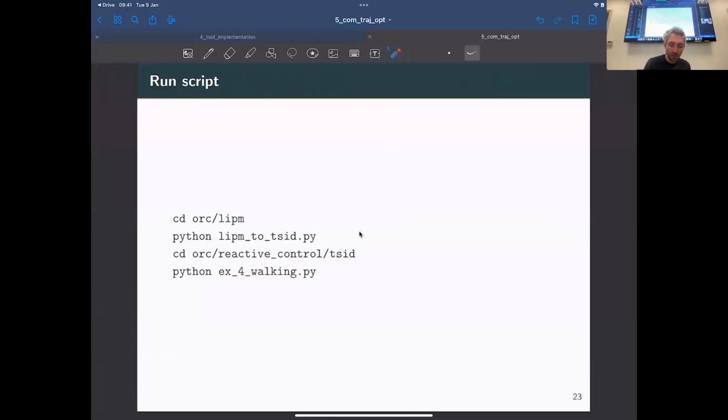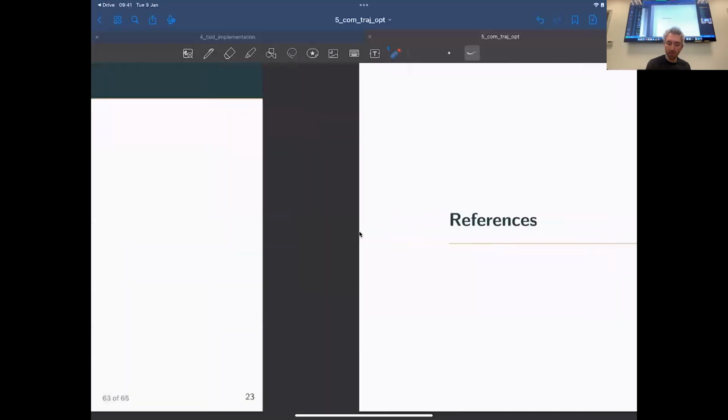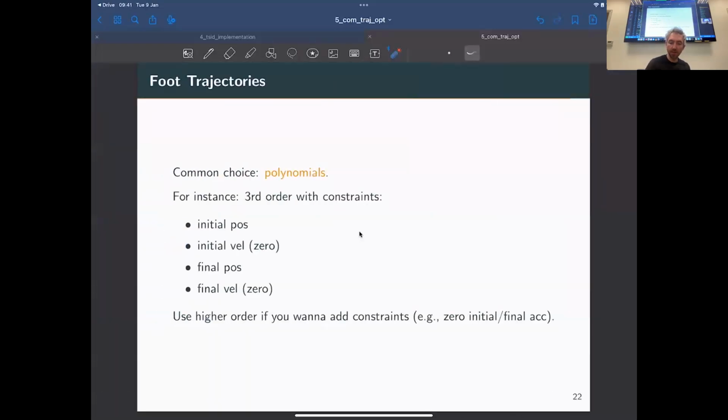So we can take a look at how these things are done in the following script, which is called LIPM to TSID. Maybe before we do that, let me clarify a bit how we do this polynomial trajectory generation. So let's suppose we are using a third-order polynomial. So it's going to be something like a plus b t plus c t squared plus d t cubed.